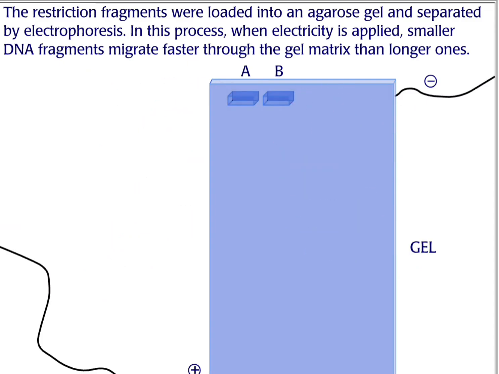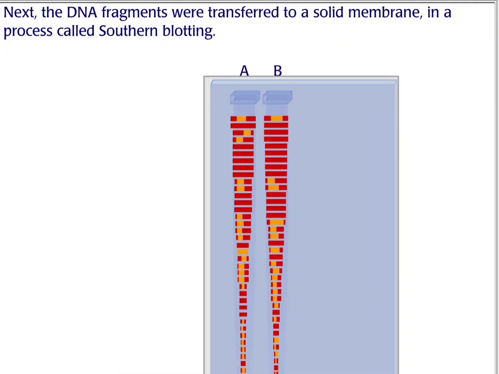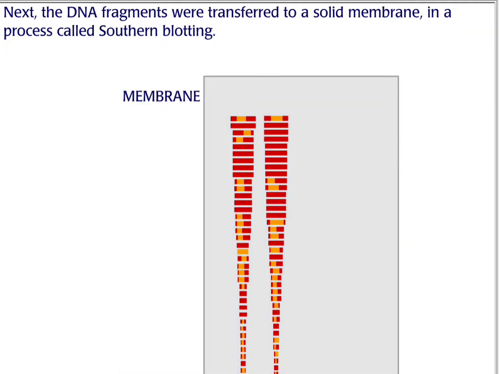The restriction fragments were loaded into an agarose gel and separated by electrophoresis. In this process, when electricity is applied, a small DNA fragment migrates faster through the gel matrix than a longer one. Next, the DNA fragments were transferred to a solid membrane in a process called Southern blotting.